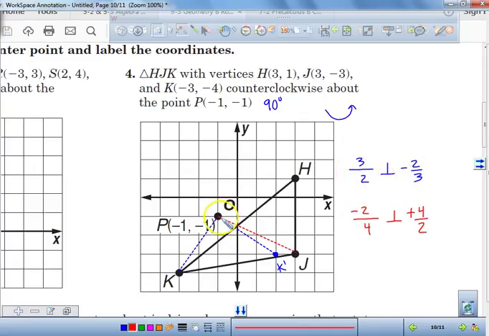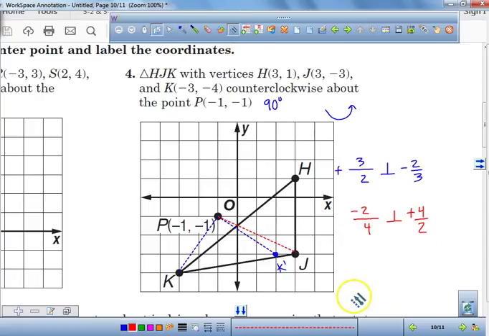So what am I going to do? No, it's just basically, it's a negative reciprocal. If that's a plus, that's a minus. If that's a minus, that's a plus. And then you flip, you make the reciprocal of the number. Now, from here, what am I going to do? I'm going to go up 4 and over 2. And what is this point going to be right there? That's going to be J prime.